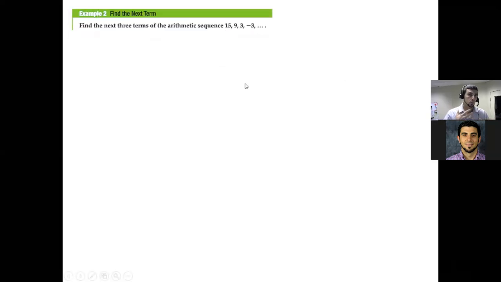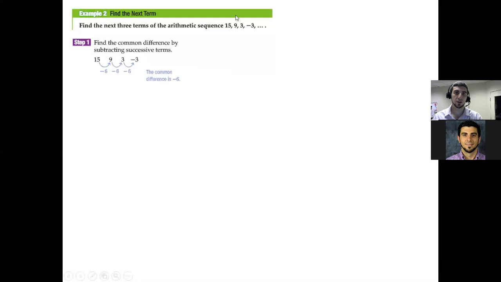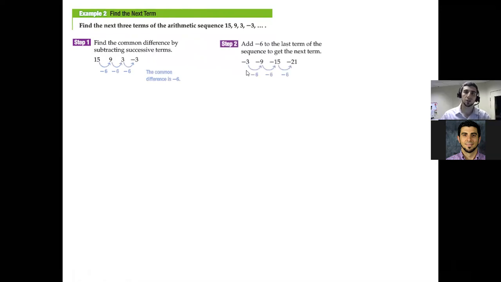Okay, so we can use the idea of the common difference if we have an arithmetic sequence. If we know something is an arithmetic sequence, then we can use the common difference to find more terms of it. So if I want to find the next 3 terms of this arithmetic sequence, I first have to find out what the common difference is. Notice the terms are decreasing, so the common difference is going to be negative, and each time it goes down by 6. So all you do is just keep adding -6 or keep subtracting 6 from the terms.